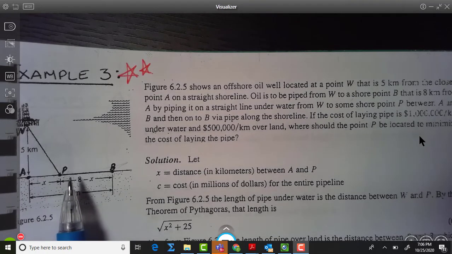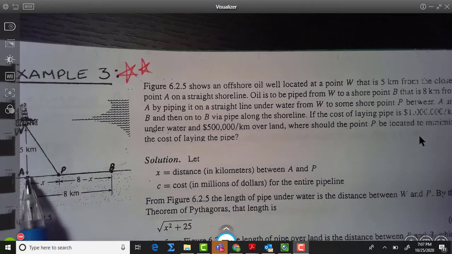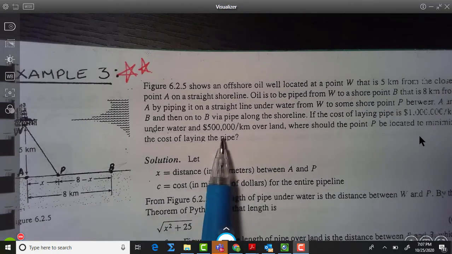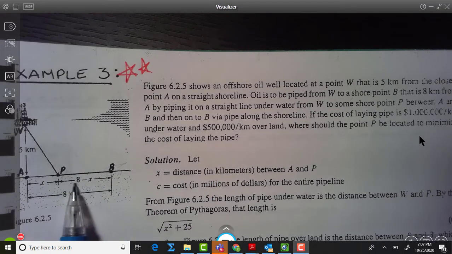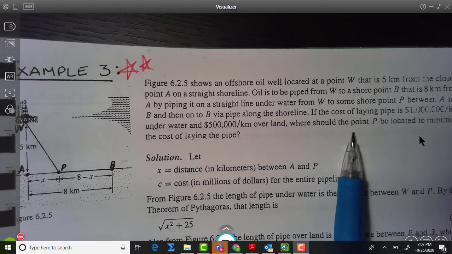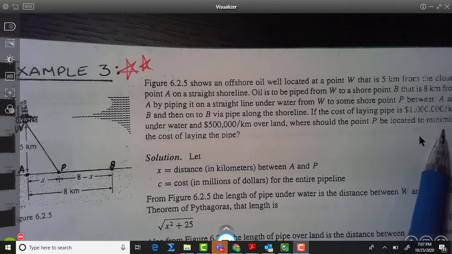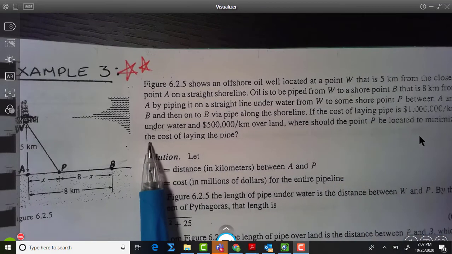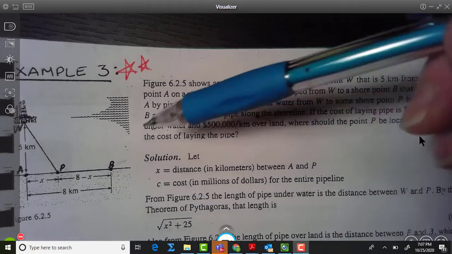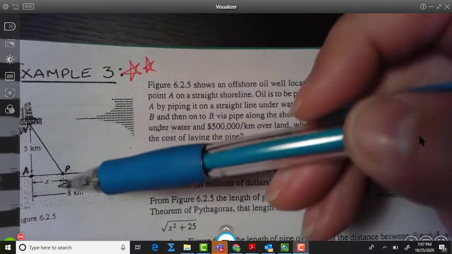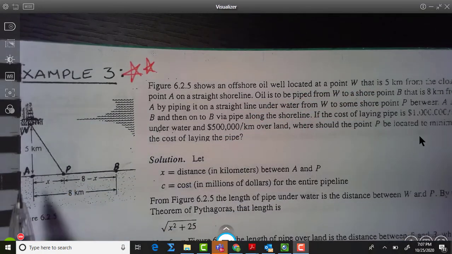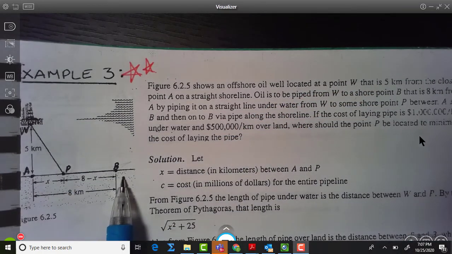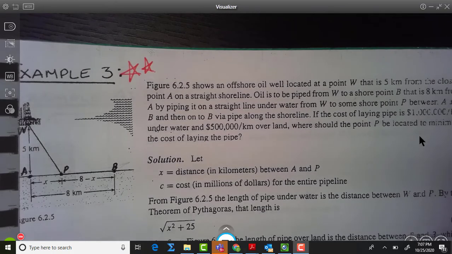Now, the cost of laying pipe is $1 million per kilometer underwater and $500,000 per kilometer over land. Where should the point P be located to minimize the cost of laying the pipe? So P is somewhere here. Now you might be saying, well, why don't we just go straight to A, that's the shortest distance, and then from A to B, that distance. Well, maybe that's not the minimum cost.